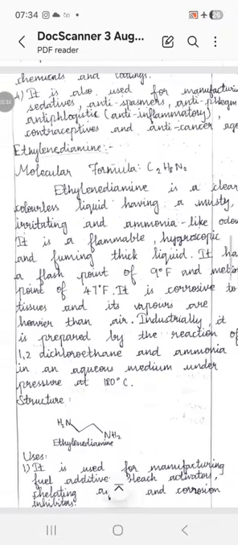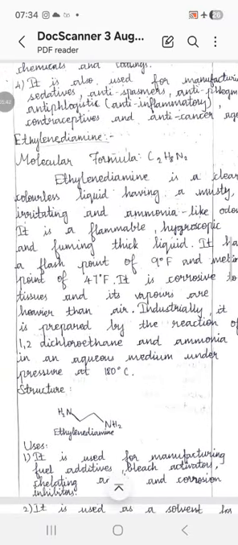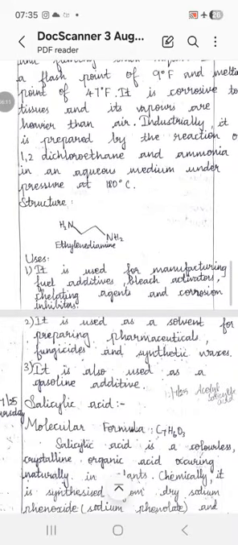So ethylene diamine is a clear colorless liquid having an irritating, ammonia-like odor. It is flammable, hygroscopic, and a fuming thick liquid. It has a flash point of 9 degrees Fahrenheit and a melting point of 47 degrees Fahrenheit. It is corrosive to tissues and its vapors are heavier than air. Preparation: it is prepared by the reaction of 1,2-dichloroethane and ammonia in an aqueous solution under pressure at 180 degrees Celsius.